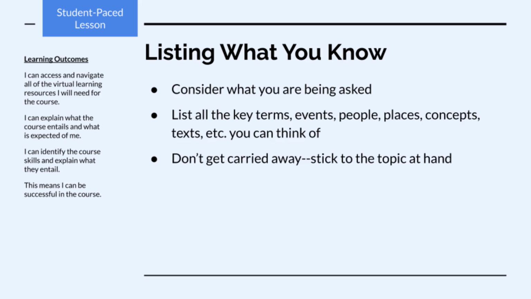Listing what you know is exactly what it sounds like. You start by considering what it is you're being asked in the question that you have, and then you just list all the key terms, events, people, places, concepts, texts even, that you can think of that are related to what you're being asked. Make sure you don't get carried away though. Stick to the topic at hand because a whole bunch of irrelevant information isn't going to help you.